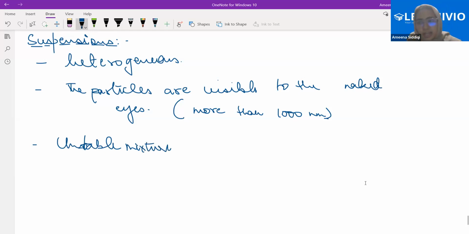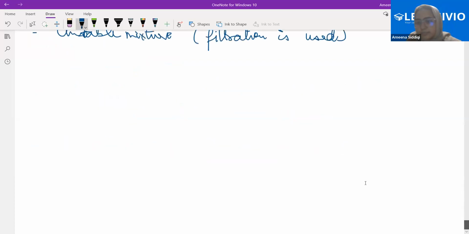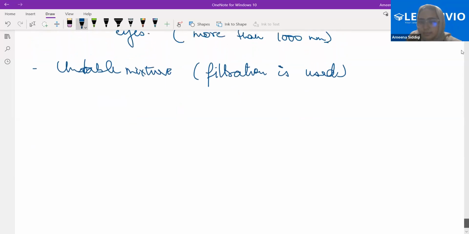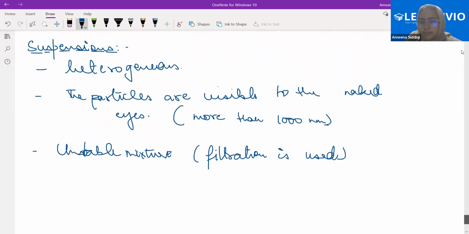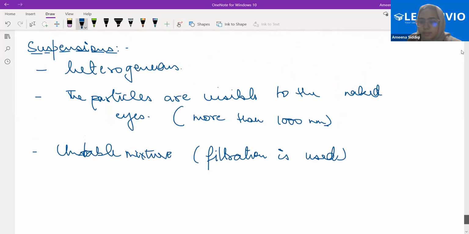Okay. And if it is an unstable mixture, will filtration be okay here? Can we separate them using filtration? Yes. Abdullah, writing it? Yes, ma'am. Khadija, writing it? Yes, ma'am. Okay.